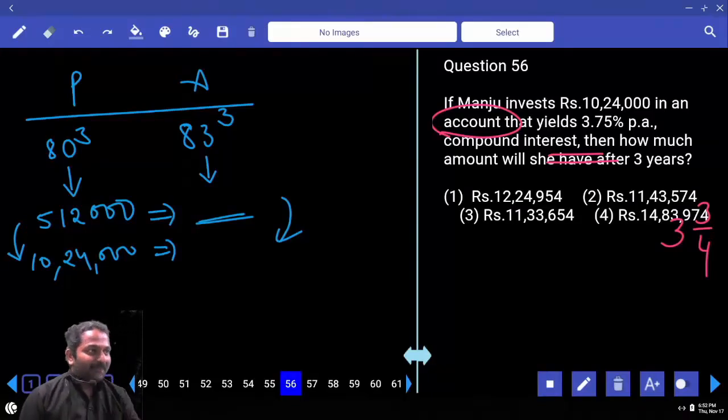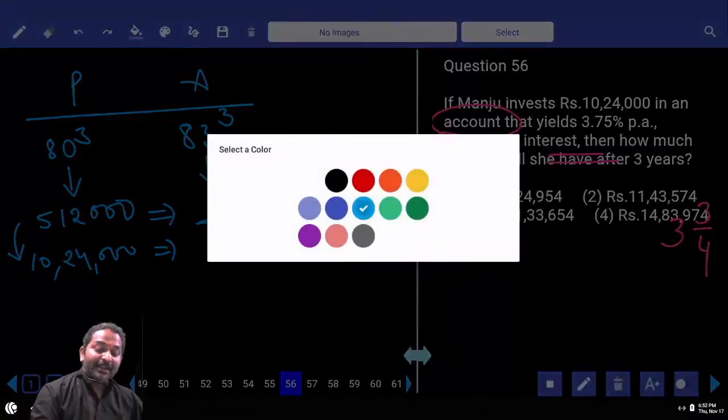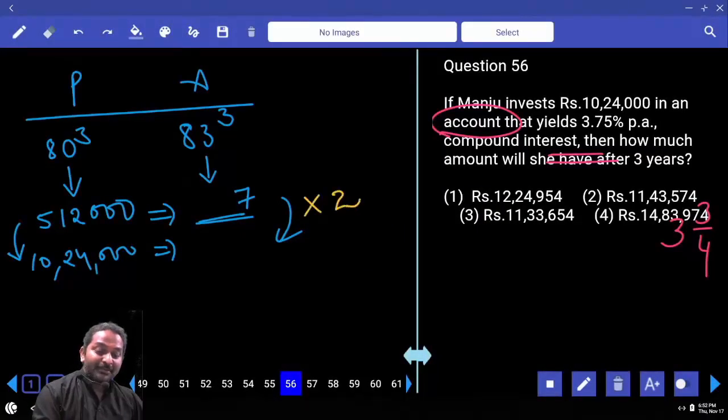Let me do last digit verification. 3 cube ends with? And how many times do we have to take it? Then the answer must end with? How many options are there?